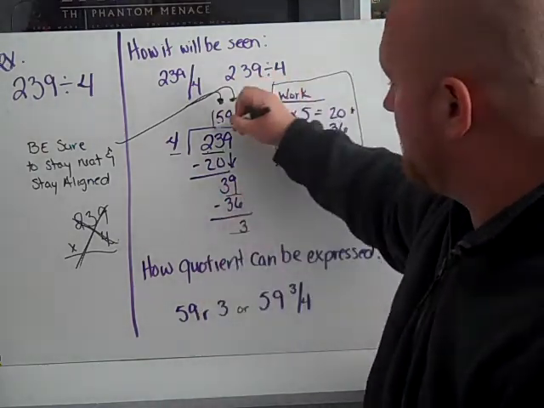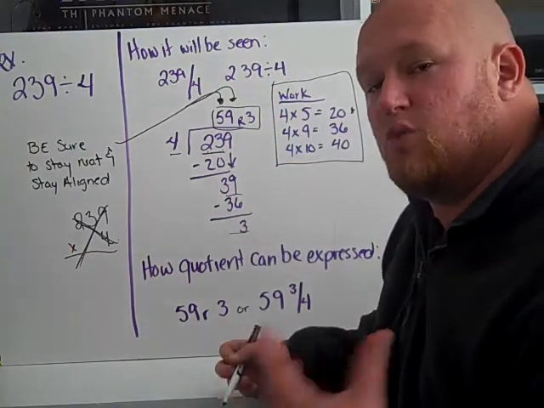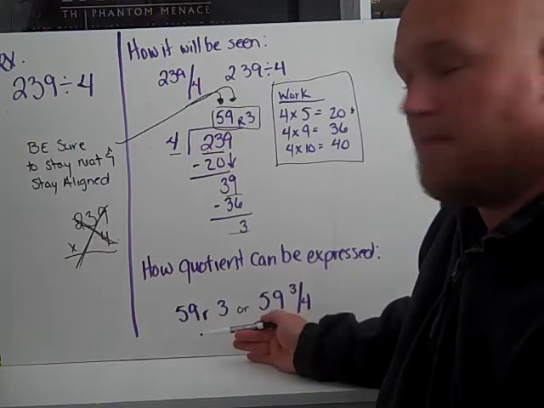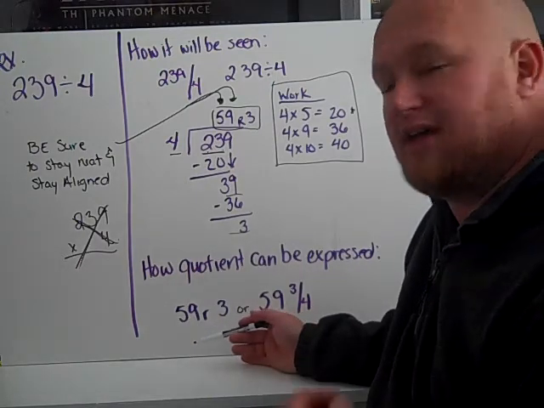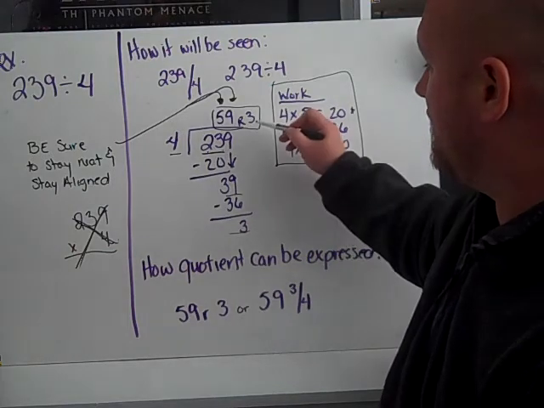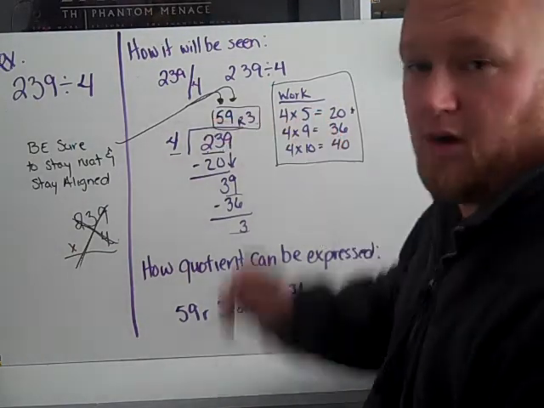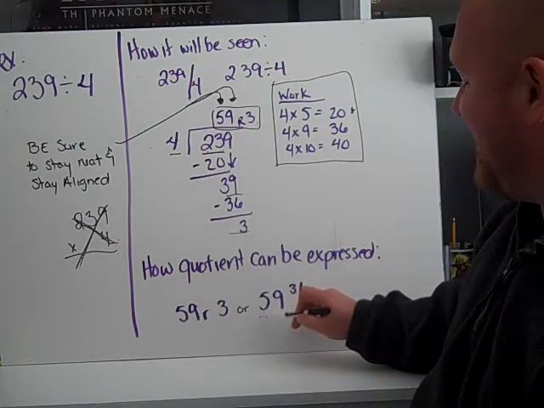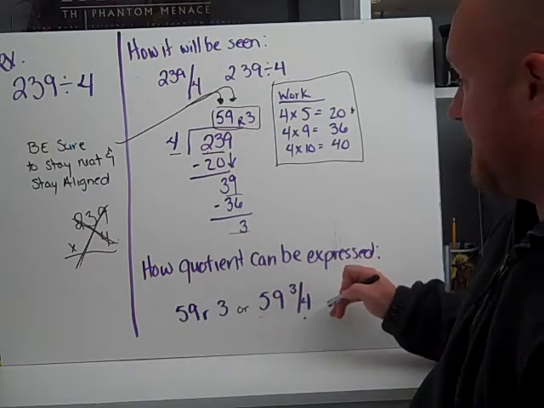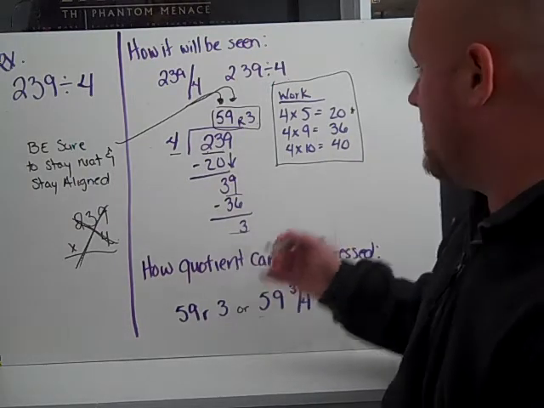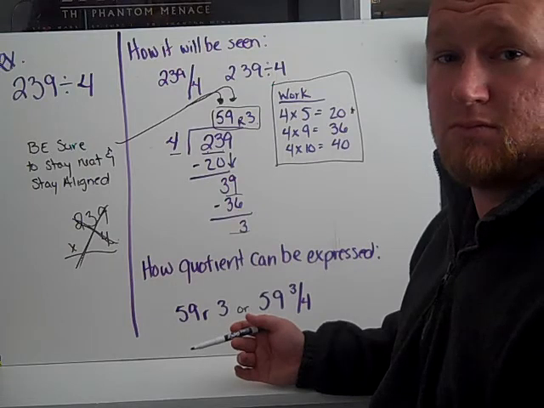This quotient, or this answer, can be expressed 2 ways. It can be expressed as 59 remainder 3. But it also has a value that can be expressed as a mixed number. You have 59 wholes, and then 3 out of 4 parts you need for the next whole. So it can also be expressed as 59 3/4. Because at 240, we can go in 60 times.